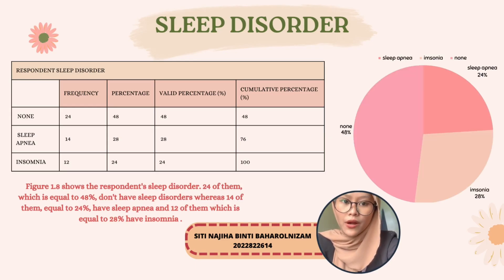Alright, next I will talk about respondents' sleep disorder. We can see in the table and the pie chart the respondents' sleep disorder. We can see here 24 of them, which is equal to 48%, which is the highest, don't have a sleep disorder, whereas 14 of them, which is equal to 24%, have sleep apnea, and 20 of them, which is equal to 28%, have insomnia.